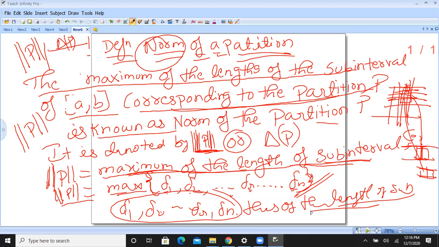Next, we apply the norm formula and calculate. So in today's class we have only this much. In the next class I will be telling you about upper and lower sum and oscillatory sum.